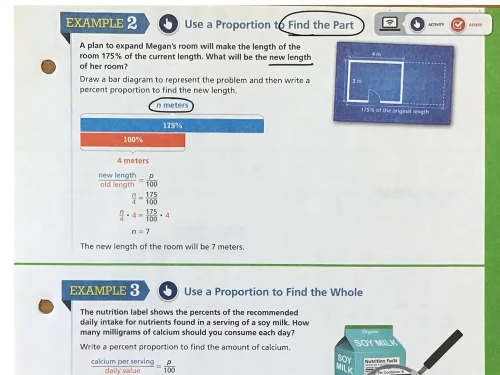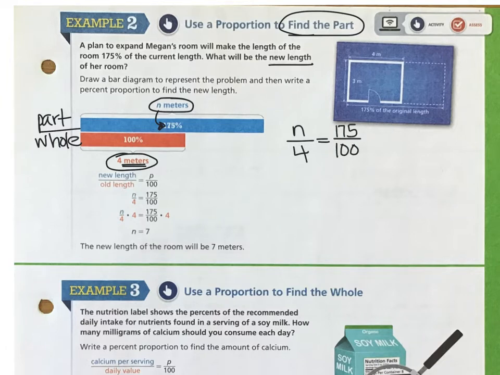So we're looking for the number of meters that is equal to 175% of the original length of the room, which was 4 meters. So in this problem, our part to whole ratio is made up of those elements. n is the part that we're looking for out of 4 meters total from the old room, and our percentage for the new room is 175 out of 100, which is the percent that represents the one whole, what the room is now. In order to solve this, you will multiply both sides by 4.